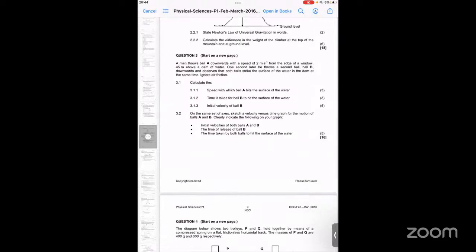This is the question where they say a man throws ball A downwards with a speed of 2 meters per second from the edge of a window, 45 meters above a dam of water. 1 second later, he throws a second ball B downwards and observes that both balls strike the surface of the water in the dam at the same time. No air resistance, so no air friction. 3.1, they want you to calculate the following. 3.1.1, the speed with which ball A hits the ground.